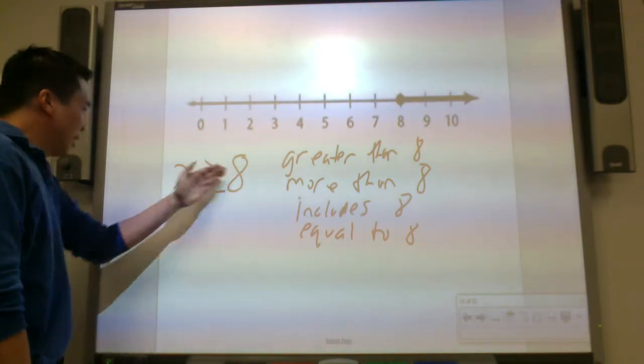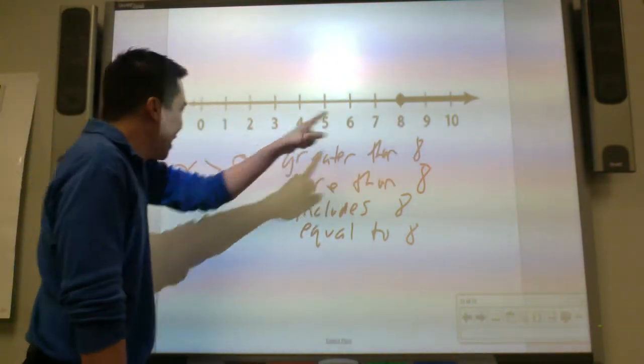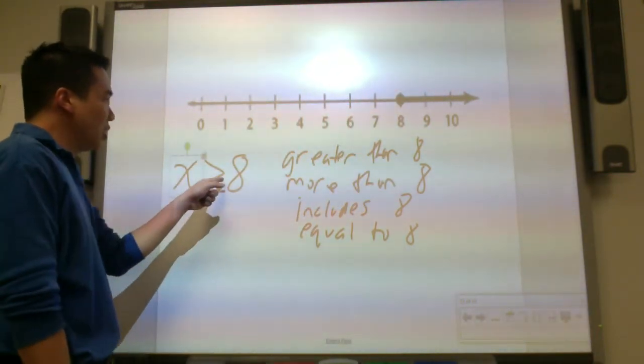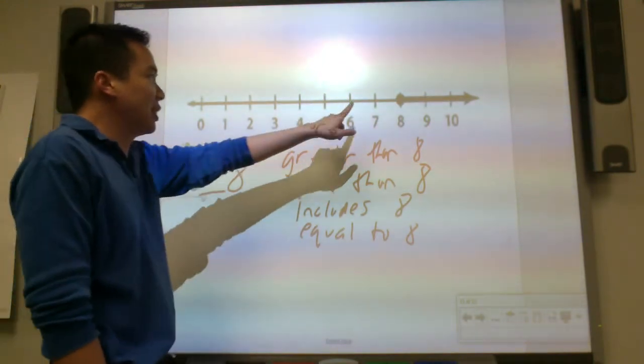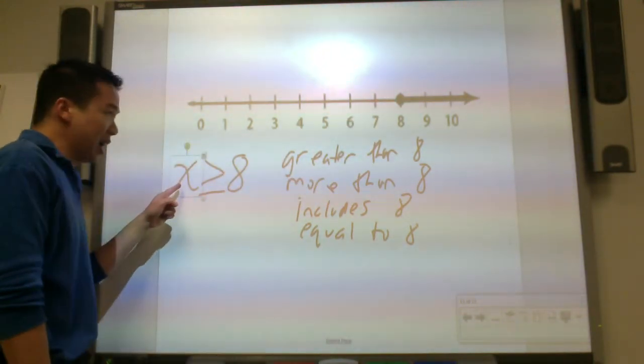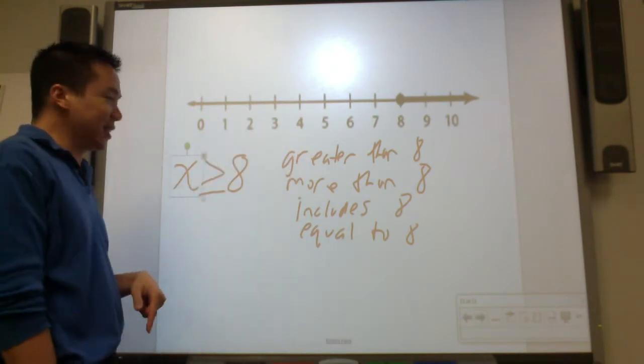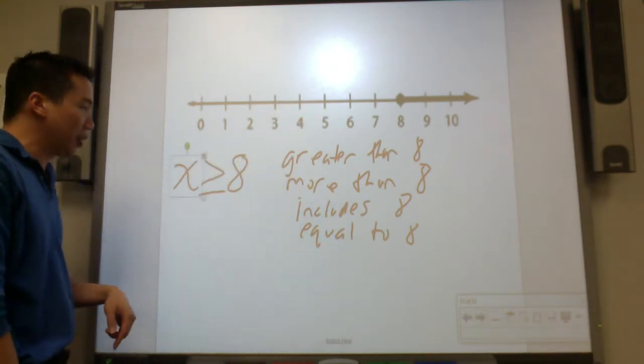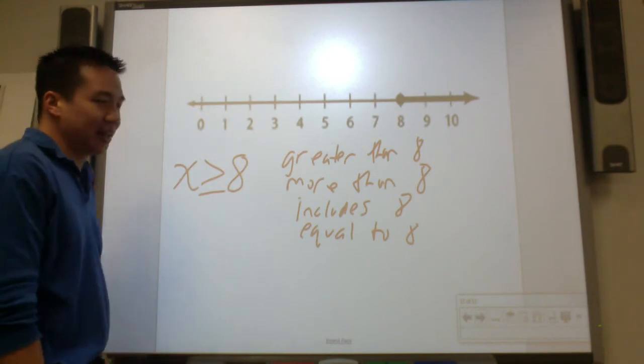For example, to see if this is a true case, if I plug in a 7, will 7 be greater than 8? No. That's why it's not part of the group. Will 9 be part of it? Is 9 greater than 8? It is. Is 10 greater than 8? It is. And that is inequality.